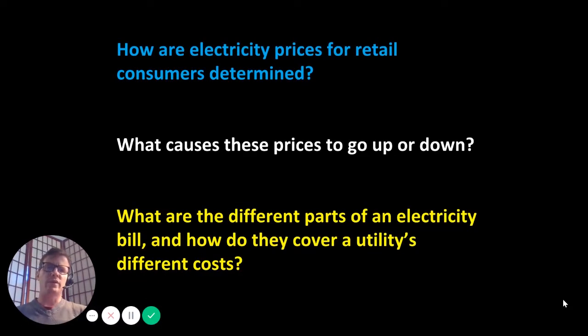So here are the quasi-final exam questions for today. There are three. The first one is, how are electricity prices for retail consumers determined? What causes these prices to go up or down? And then what are the different parts of an electricity bill? And how do they cover utilities' different costs?